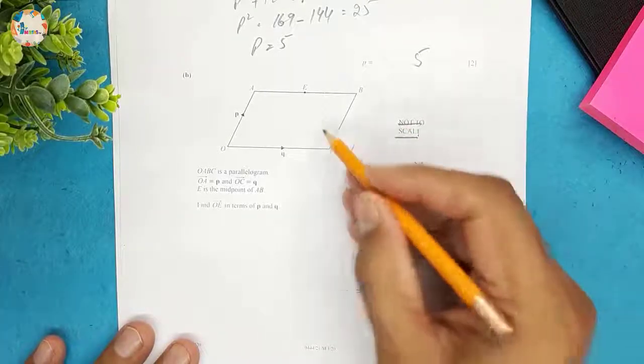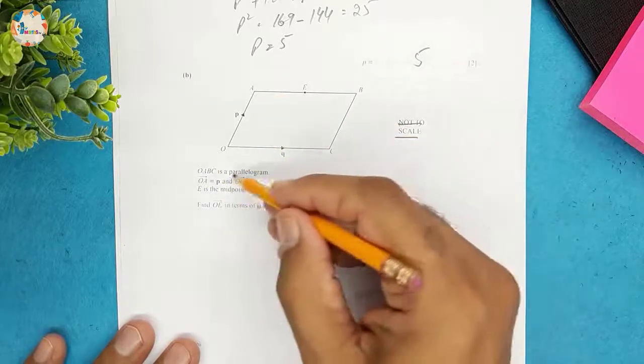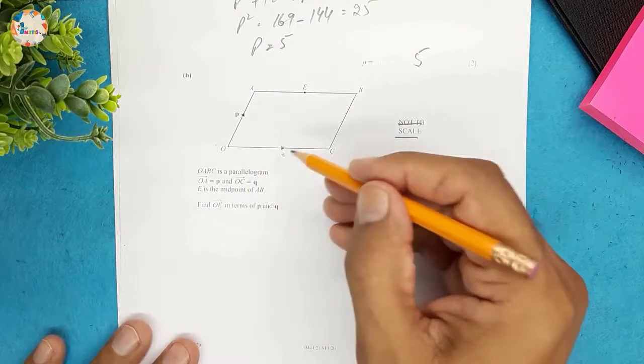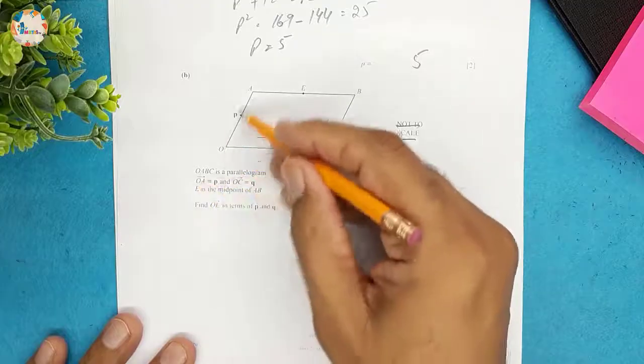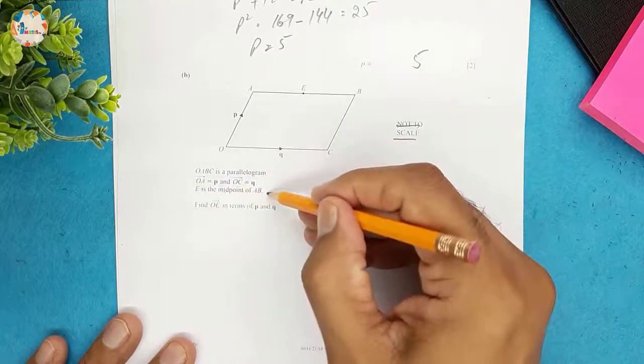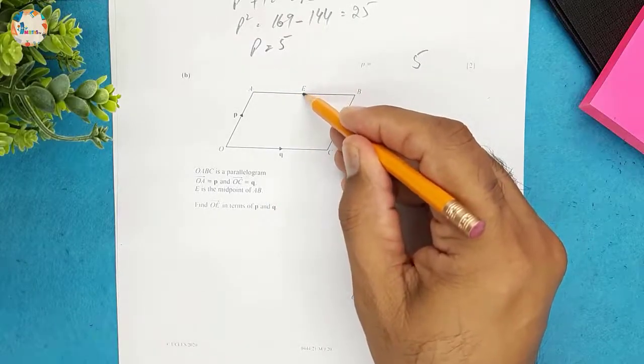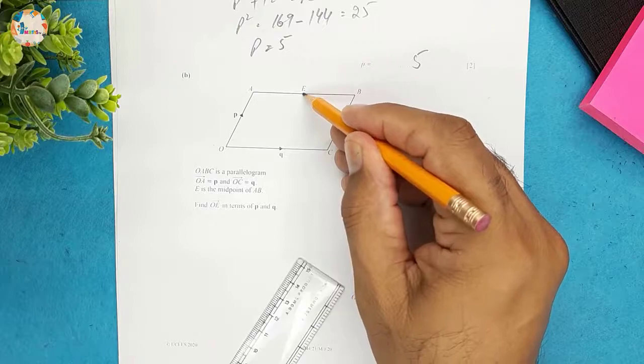Then b part is a vector question. Diagram is not to scale. These two are vectors. This is p, this is q. OABC is a parallelogram. OA is equal to P, OC is equal to Q. E is the midpoint of AB. This is the midpoint of AB. Find OE in terms of P and Q.